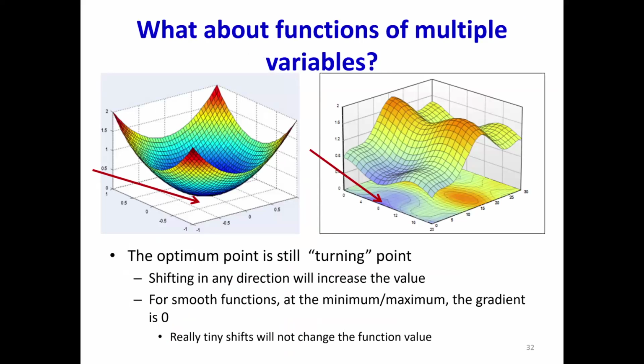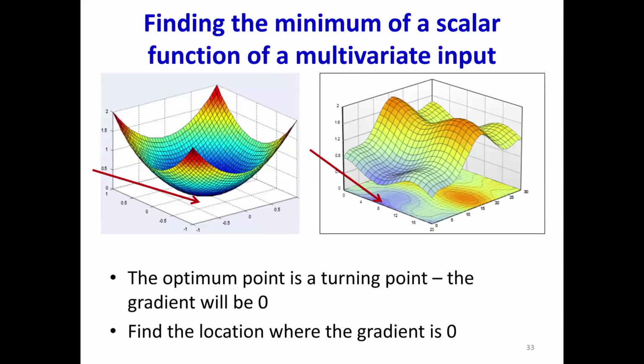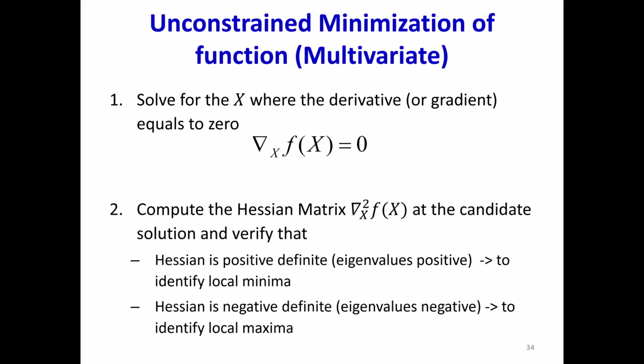So when I have functions of multiple variables, the optima are still turning points, which means regardless of the direction from which I approach it, the function will begin changing its slope. And so at the turning point itself, the gradient is going to be 0. If you want to find the location of a minimum, the least you can do is to find the location at which the gradient is 0, but that's not sufficient. As we saw in the case of the scalar, you want to find how the second derivative behaves. And the second derivative is captured by the Hessian.